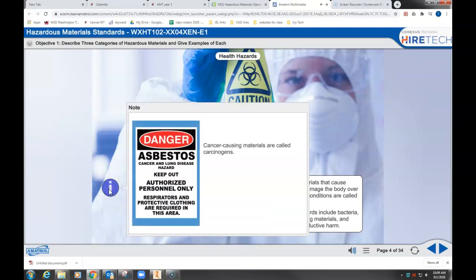Cancer-causing materials are called carcinogens. An example is asbestos, which is a fireproof mineral mined from rock. It was once used to make a wide variety of goods, including cigarettes, brake pads, and building insulation.